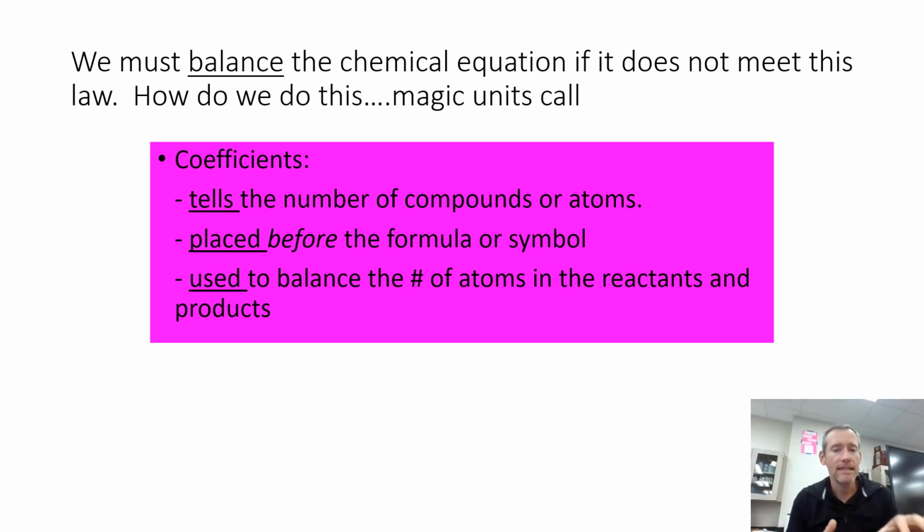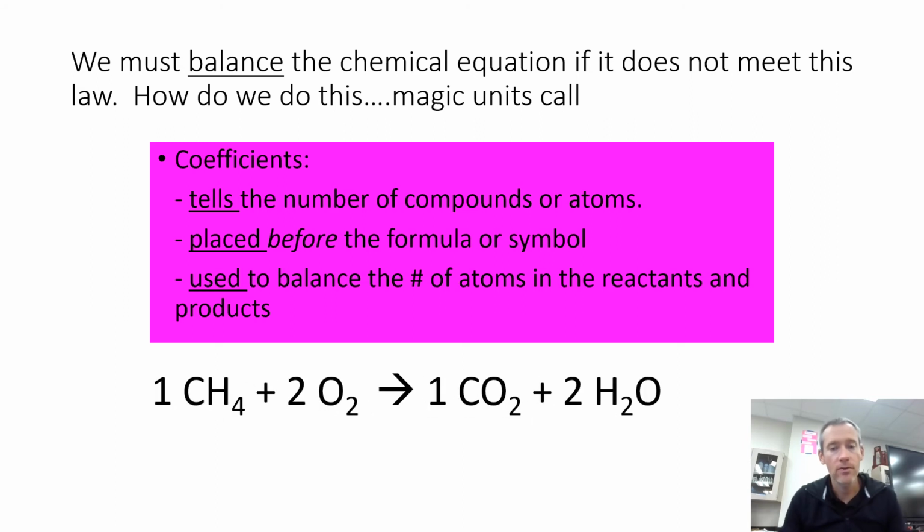So we have to place it before the formula or the compound symbol, just like in math, any number in front, and we use that to balance the atoms. So you can see here, 1 methane, CH4, and 2 oxygens are coefficients, 1 CO2, and 2 waters are coefficients for water.